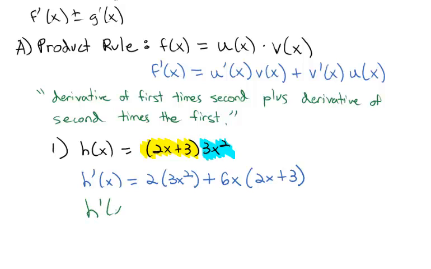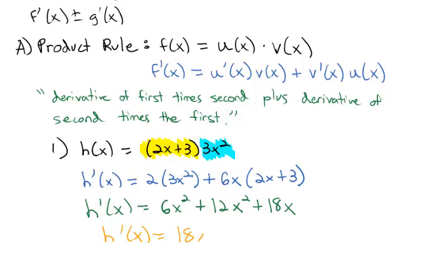Clean it up a little bit with a bit of algebra. 2 times 3 is 6x squared, plus, distributing the 6x, 12x squared plus 18x. Combine like terms. The x squared terms give us 18x squared plus 18x. And this is our derivative of the product.